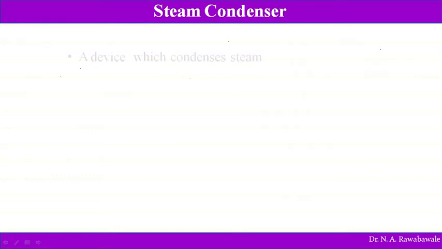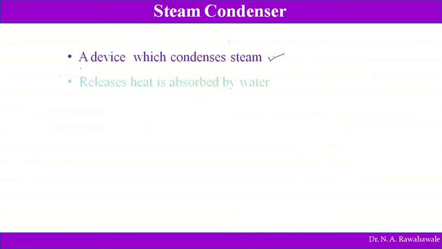So now, what is a steam condenser? A steam condenser is a device which condenses steam, in the sense converts the steam into liquid, changing its phase. The second thing is, it releases heat absorbed by water. How do we generate steam? The water is heated and then converted into steam. So the steam contains some amount of heat energy, and that heat energy is released in this condenser. A condenser is a device which condenses steam or releases heat absorbed by steam to the cooling water.